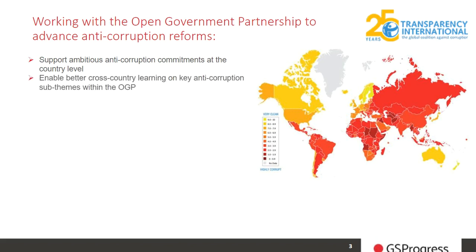The next one is to enable better cross-country learning and key anti-corruption subthemes within OGB. The OGB is part of Transparency International. They have a long list of methodologies. Some of them are theoretical methodologies, and the key issue with these theoretical methodologies is when we start using the information system to coordinate action for global forums and national-level anti-corruption.